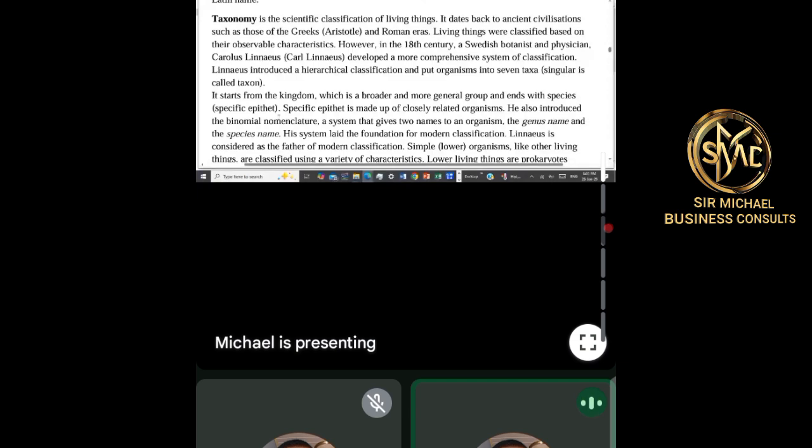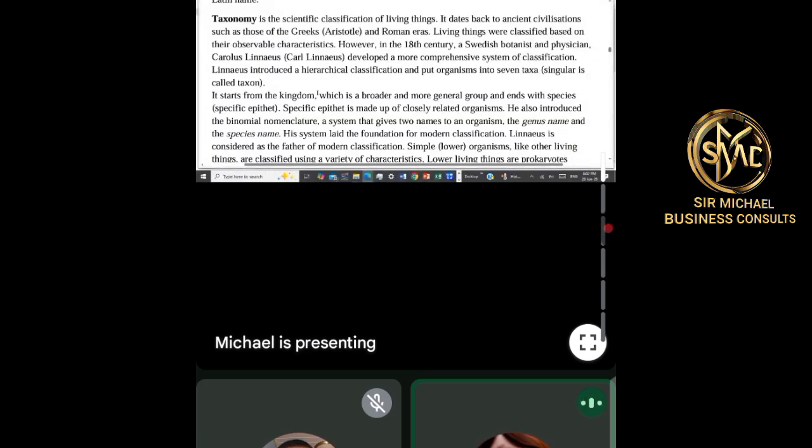The singular of taxa is taxon, so taxa is plural. A kingdom is a taxon; a kingdom and phylum are taxa. We start from kingdom, which is very broad and general. I just mentioned that we have seven taxa.